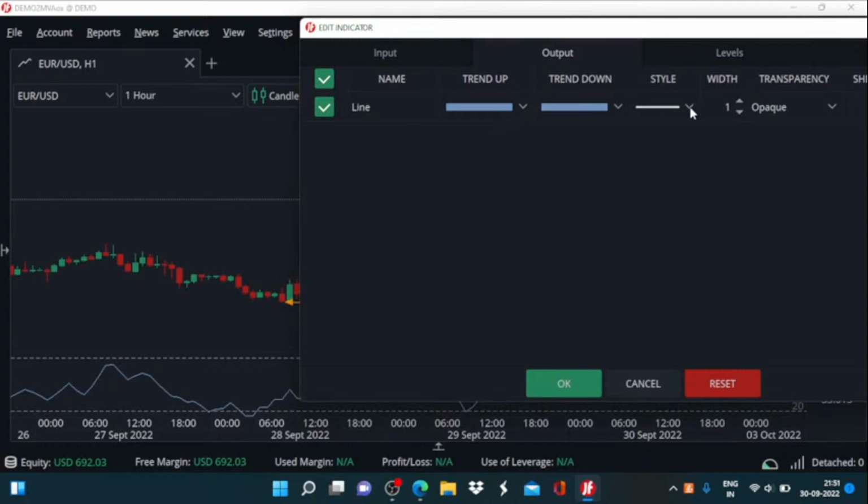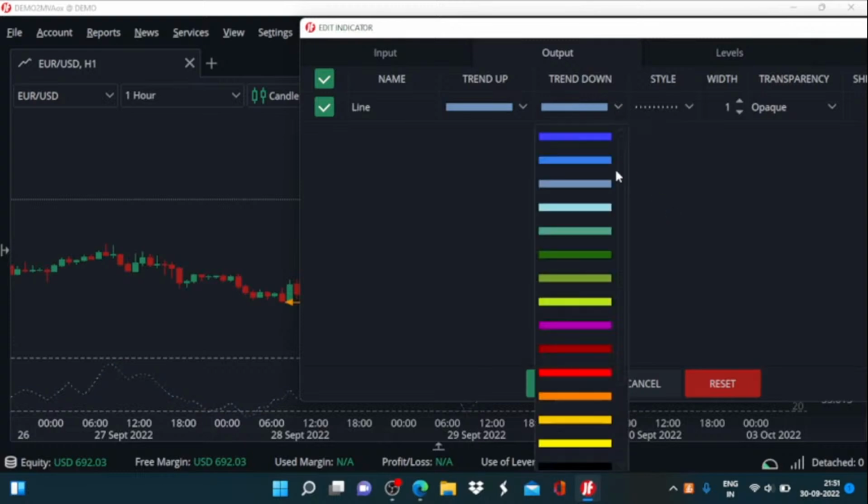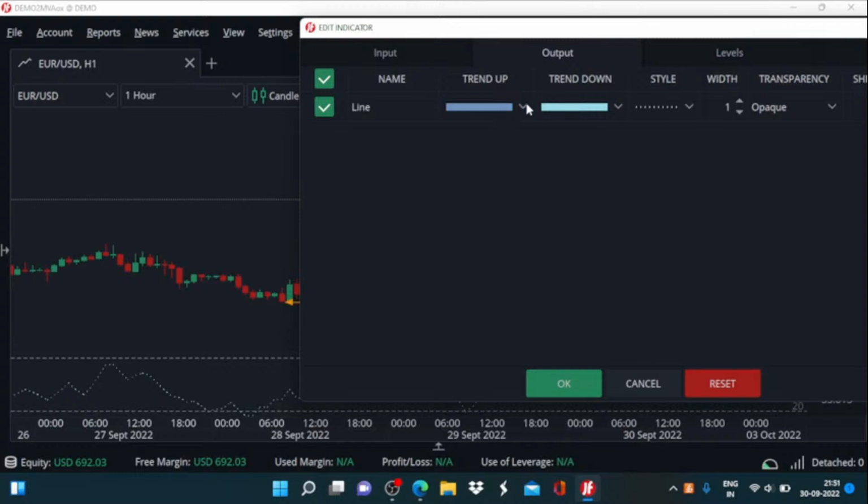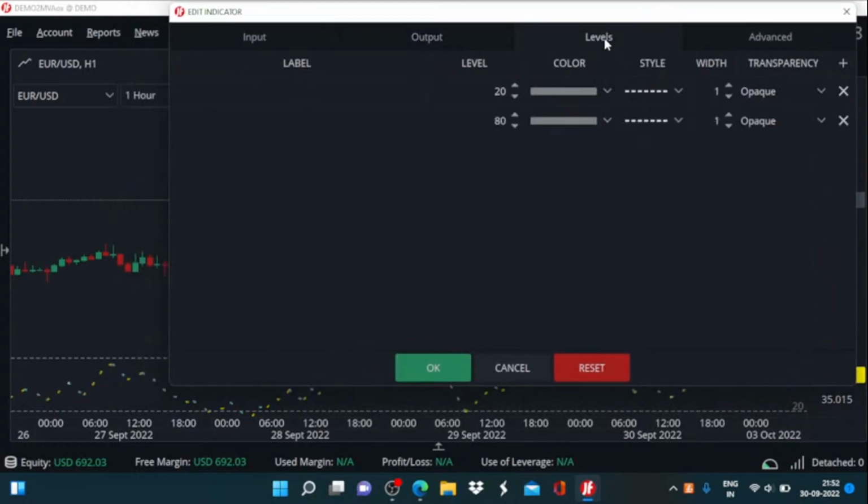So here we get this option to change the trend up, trend down color combination, or even you can change its styling combination. If you want to use different colors for trend up and trend down, you can do that. You can increase its width or decrease its width. Transparency can also be increased or decreased. So all these options are there.